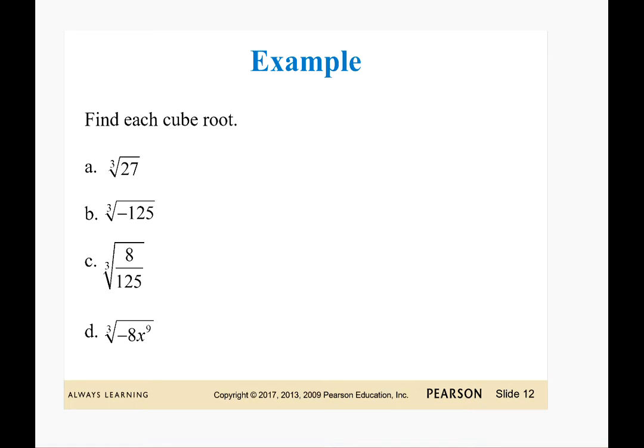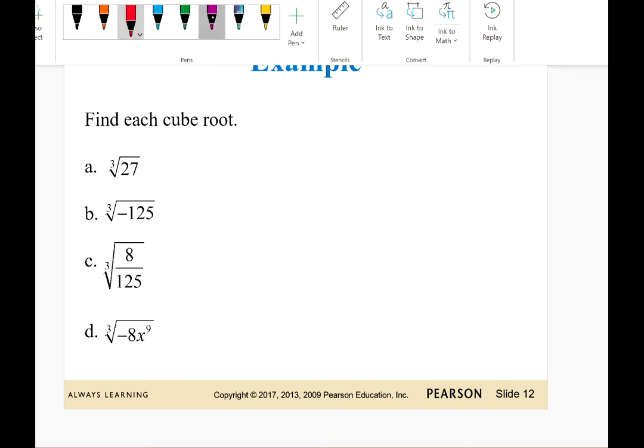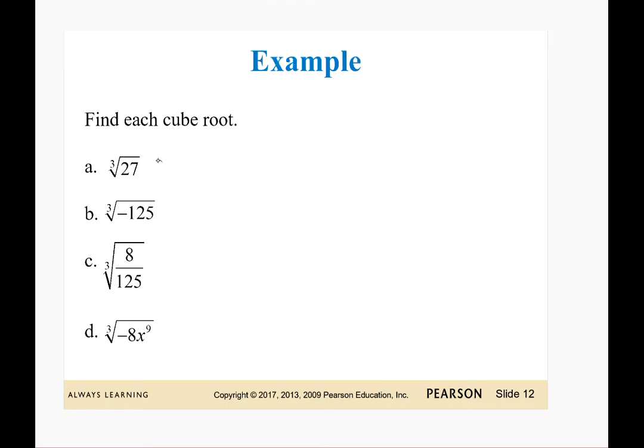All right, so again, this time we have an index of 3, so we're looking for cube roots. Let me change my color here. Is 27 a perfect cube? Yes, it was on our list. That is 3 cubed. So the cube root and the cube will undo each other, and you're left with just the base of 3.